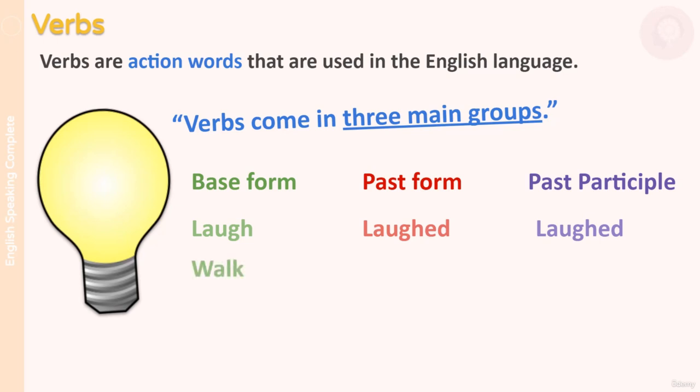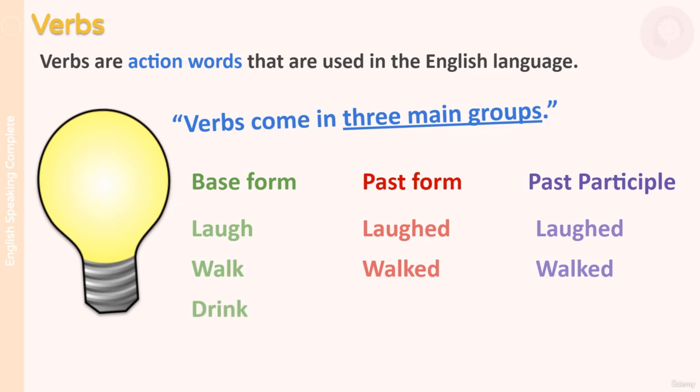We have walk and walked, and the past participle walked again. So we can see in this example, the base form is walk, and both the past and past participle is walked. So the past form and the past participle really are different ways to talk about the past tense.